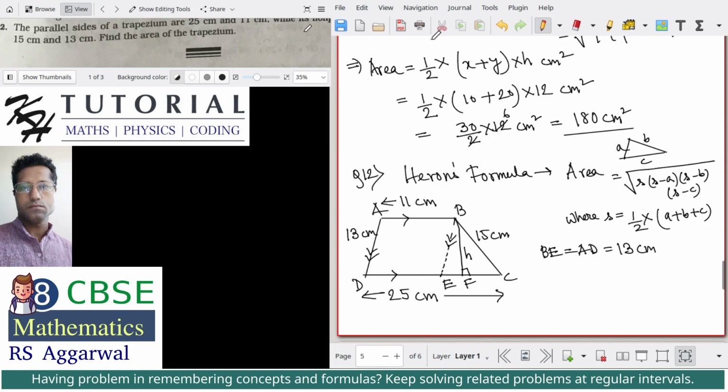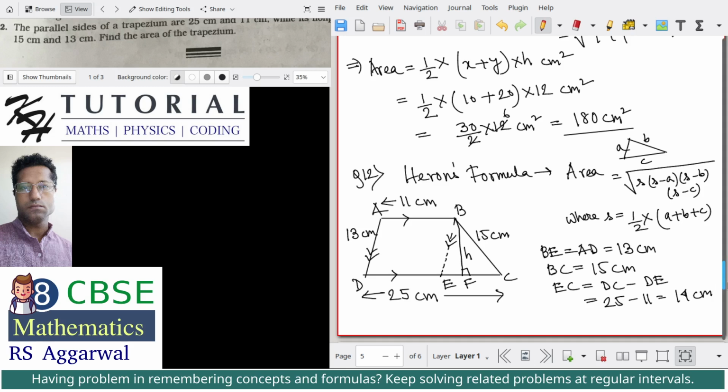Now the idea is that in the triangle BEC we will get the length of all the sides. So BE is 13 centimeter, BC is already given as one of the non-parallel sides, which is 15 centimeter. What is EC? EC will be equal to DC minus DE. DC we already know as 25 centimeter minus DE. DE will be equal to AB, which is 11. So EC will be 14 centimeter.